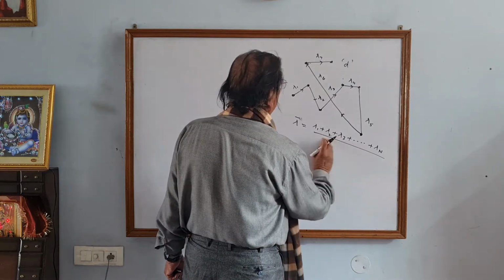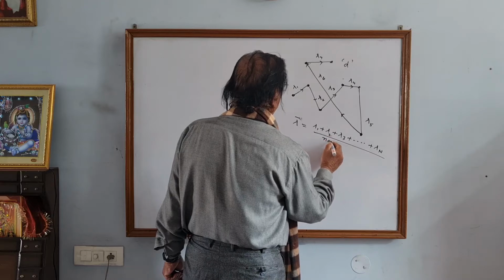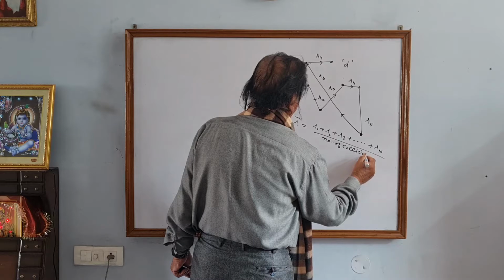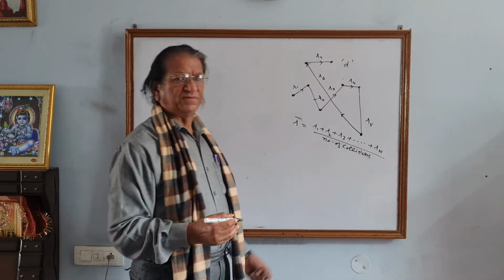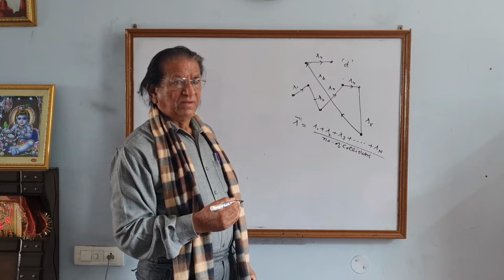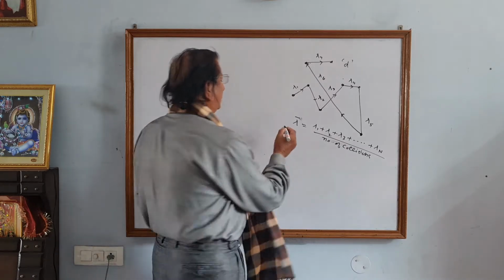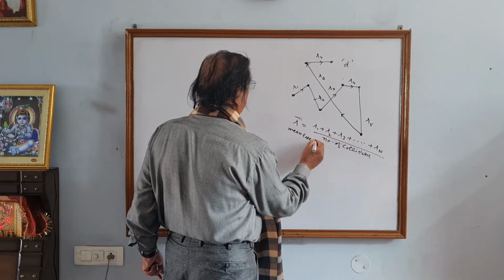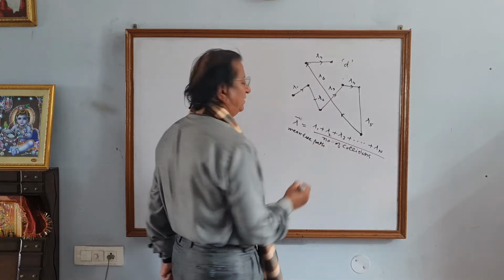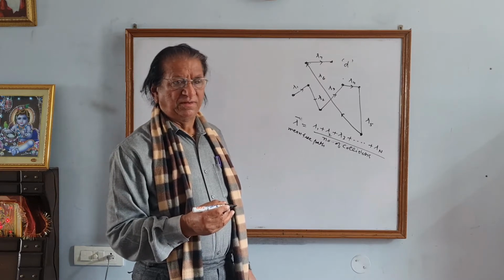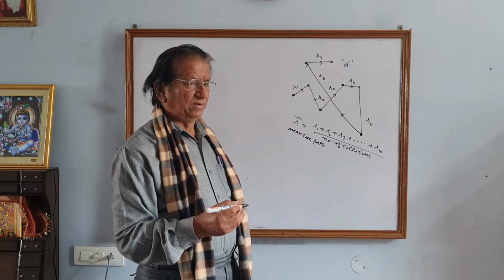This n is the number of collisions. And I suppose it suffers n collisions. So this is mean free path. Mean free path is the average of all the free paths during n collisions.